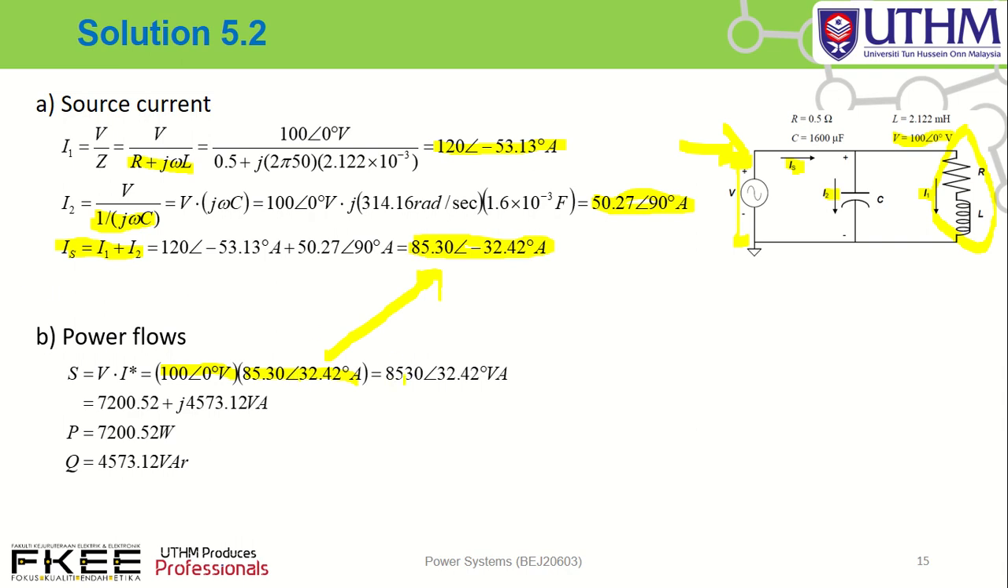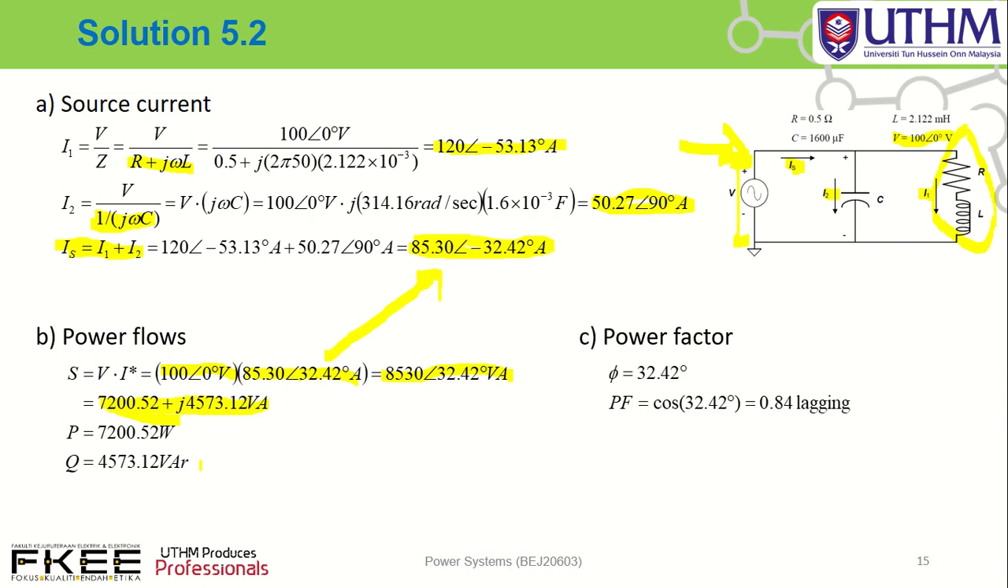Then you can get the complex power supplied by the source to the load in polar form. Then you can convert to rectangular form using your scientific calculator. So this real value equal to real power or active power. This imaginary value equal to reactive power. This is your P supplied by the source. This is Q from the source.